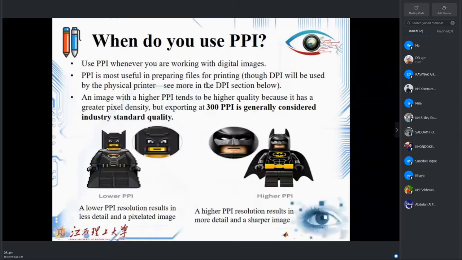Here at the bottom, I show you two details, and after that, I zoom in. You will see the lower PPI and higher PPI of, suppose, one figure. A lower PPI resolution results in less detail and a pixelated image. And on the other side, a higher PPI resolution results in more detail and a sharper image. See, with the higher PPI, you can see more detail.